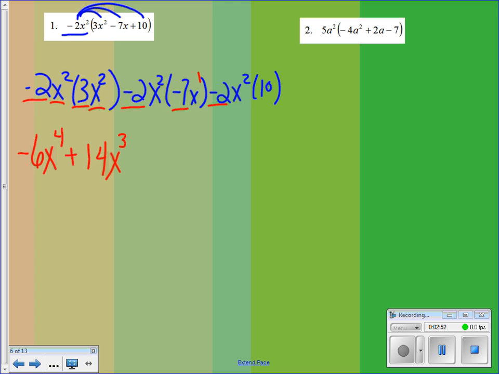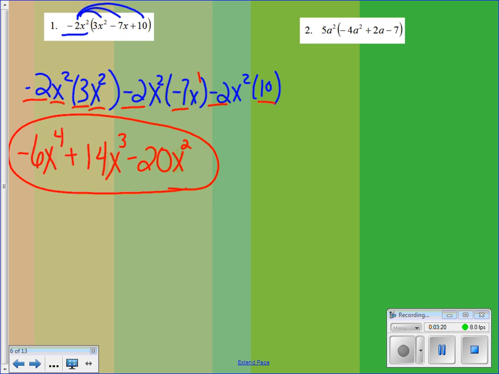Next, I'm taking negative 2 and multiplying it by my constant of 10. So negative 2 times 10 is going to give me negative 20. I want to make sure I keep that x squared there as well. That x squared needs to stay. We're not leaving out any variables when we do this. Okay? So then your final answer is this right here. I know it's my final answer because all my like terms are combined and my answer is in standard form. I'm done on this one.